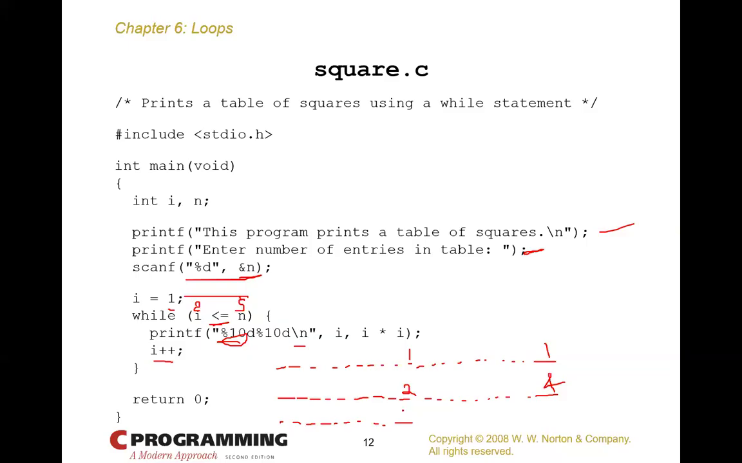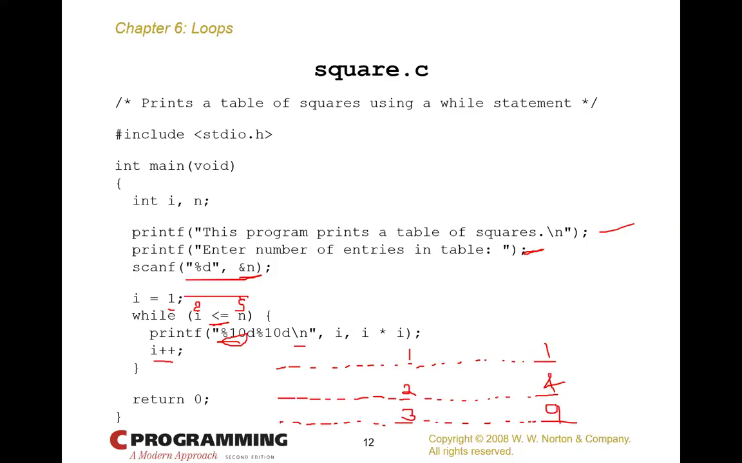What do you write there? 3. Now, what is 3 times 3? It's 9. Put a space of 10. 1, 2, 3, 4, 5, 6, 7, 8, 9, 10. 3 times 3 is 9.